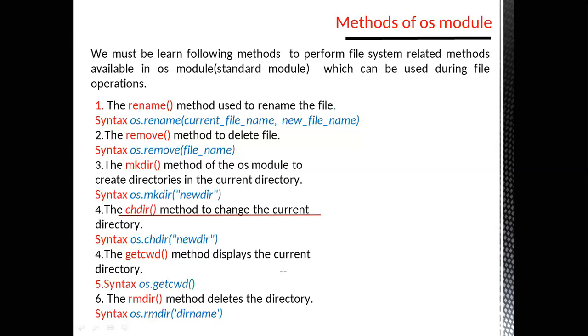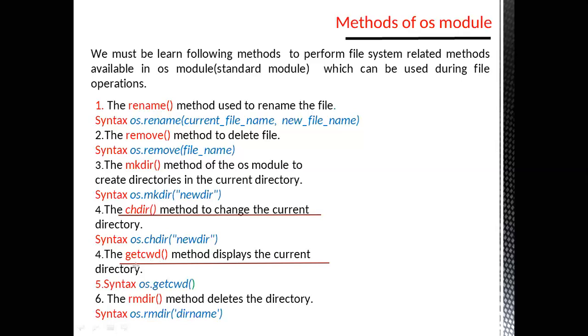Next, getcwd. It means get current working directory. What is the full form? Getcwd means get current working directory. This method will return or display the present working directory in which we are performing the operation.